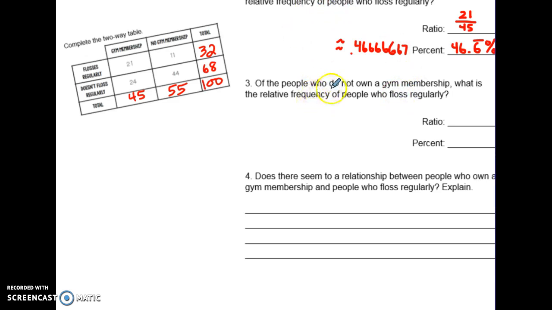Okay, so now we're looking at the people who do not own a gym membership. So under gym membership, we're looking at a total of 55 people who do not. And they want to know the relative frequency of people who floss regularly. So that would be our 11 people in this column who do floss regularly but do not own a gym membership. You can see this is a smaller chunk. 11 out of 55 is exactly 0.2. And then when you convert that to a percent, it does come to 20%.